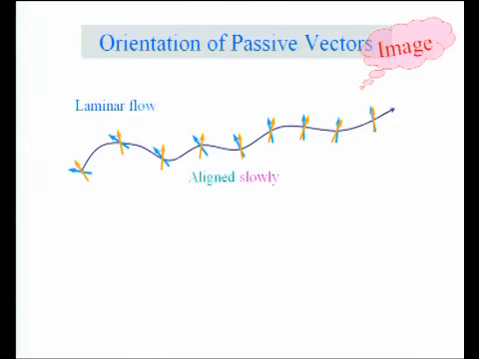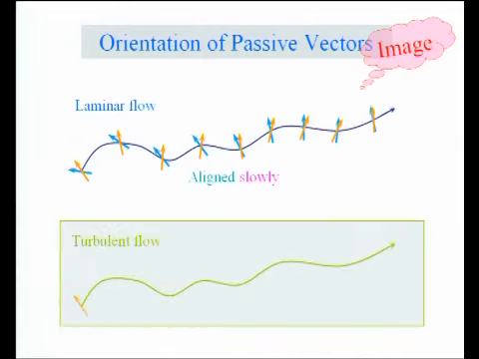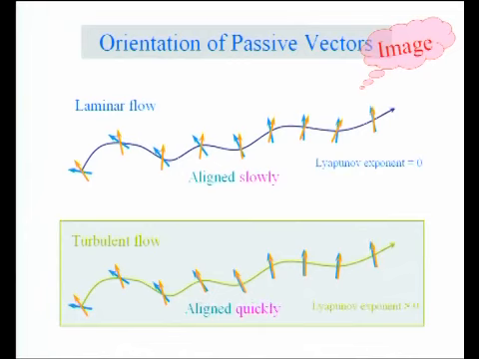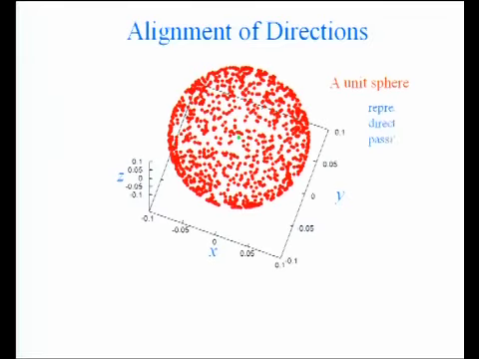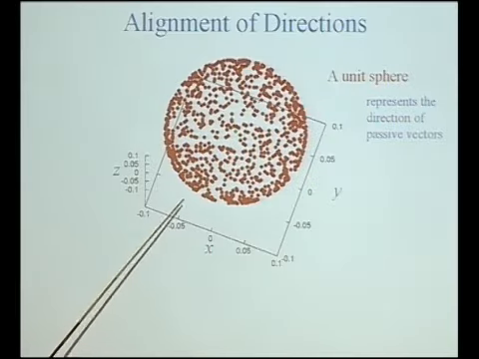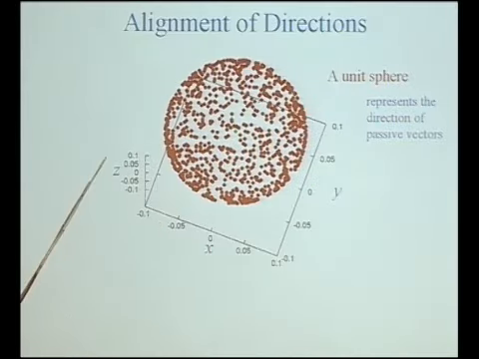In laminar flow, two passive vectors which start at the same position but with different orientations will align as time goes on, but the alignment is very slow. On the other hand, in turbulent flow, they align quickly, typically exponentially. This difference may be understood by the difference in the value of Lyapunov exponents in these flows.